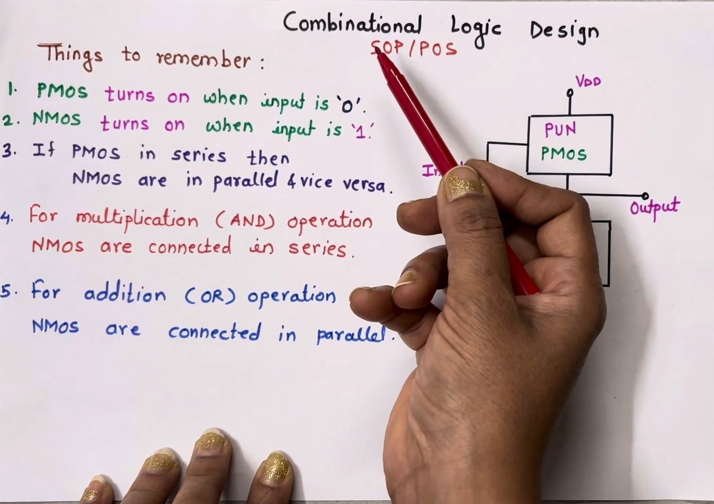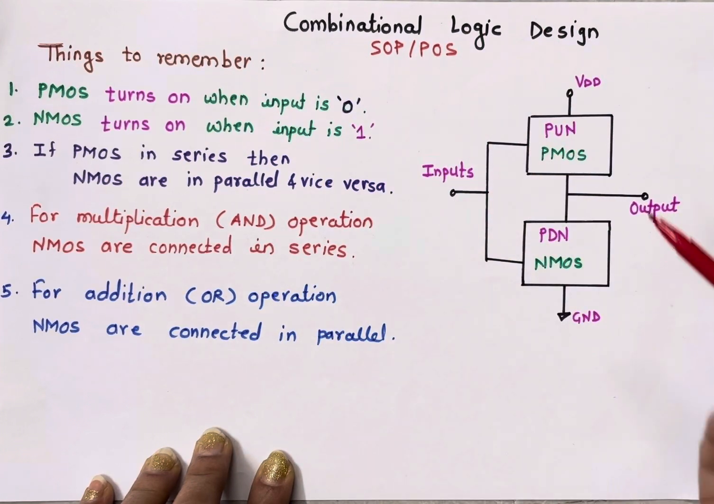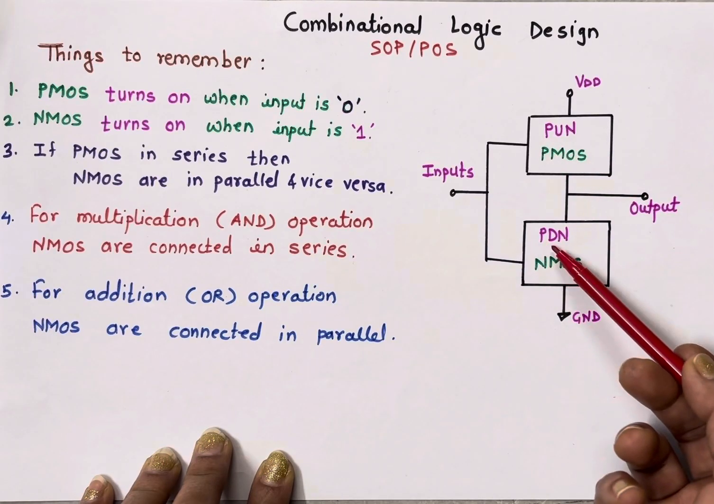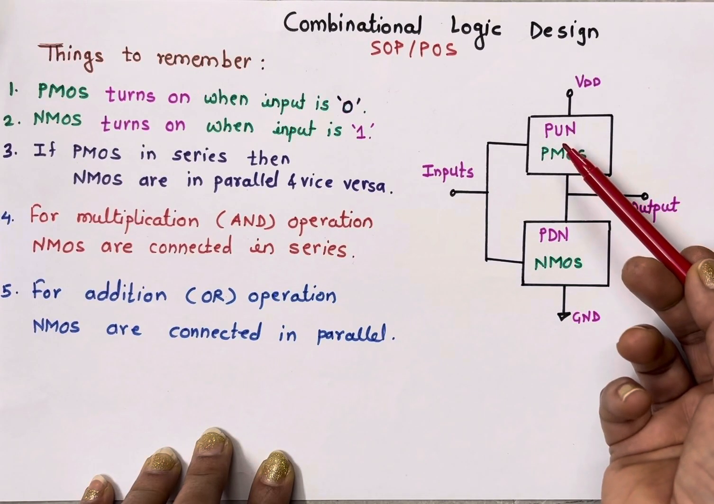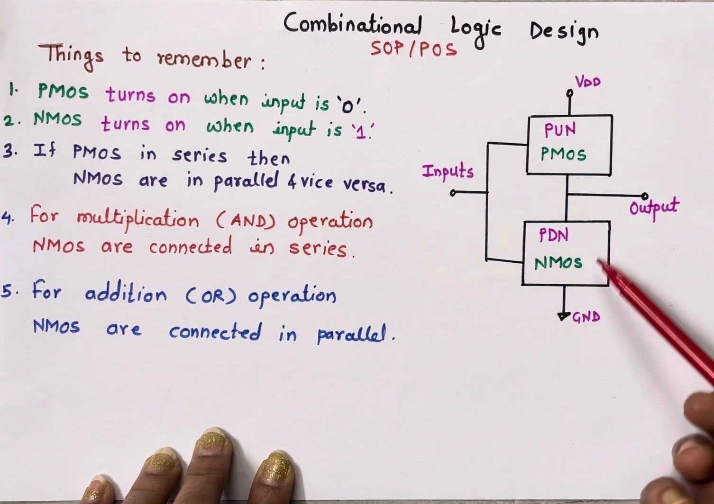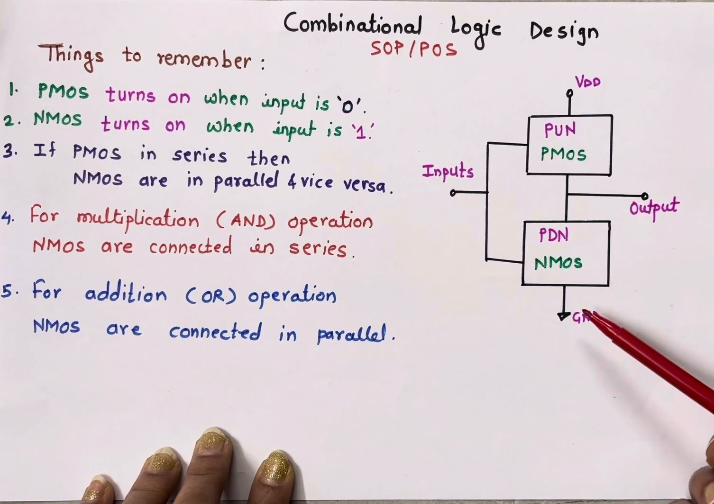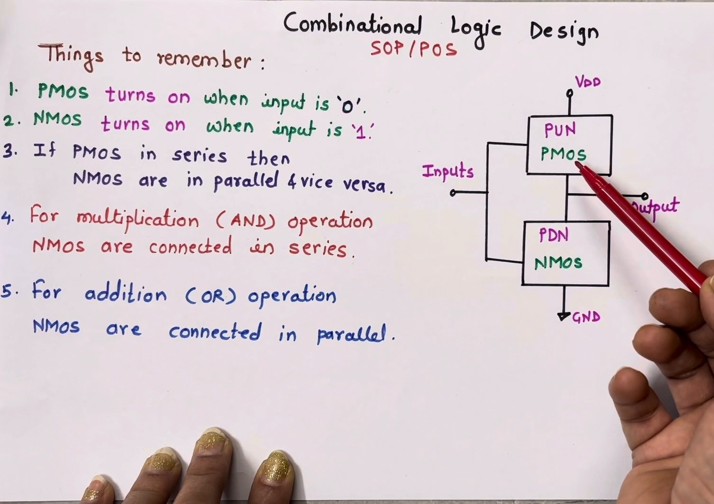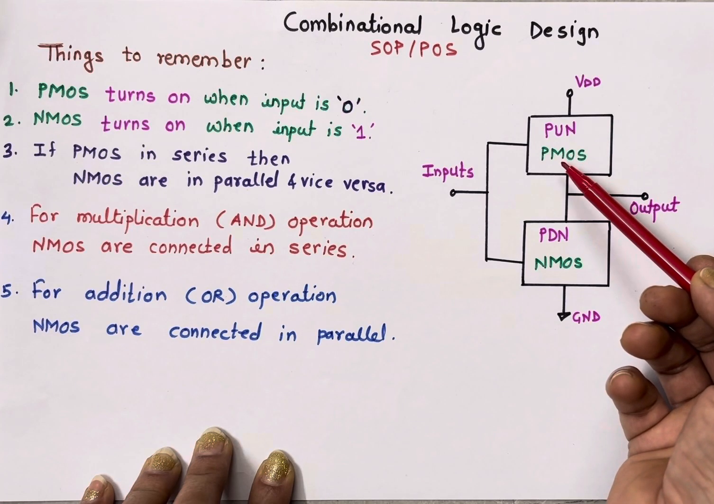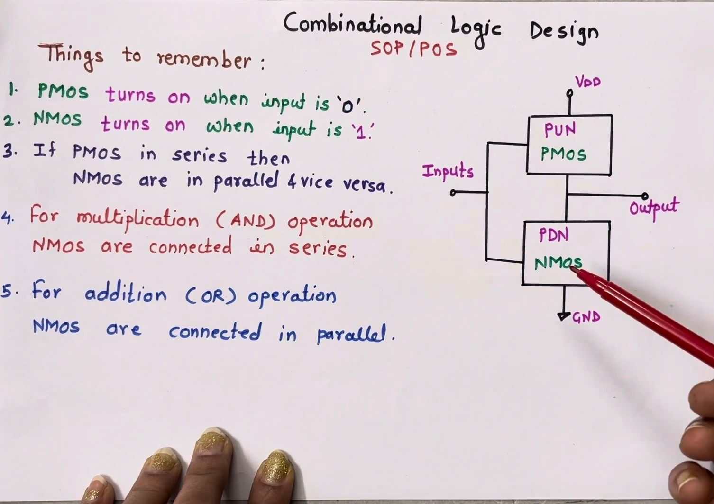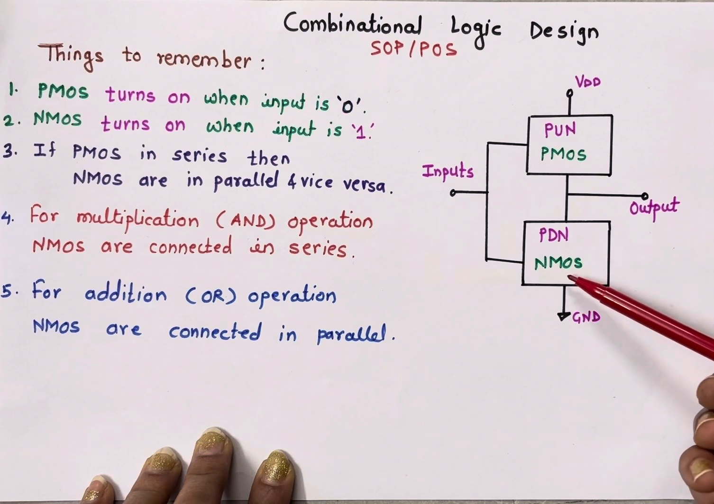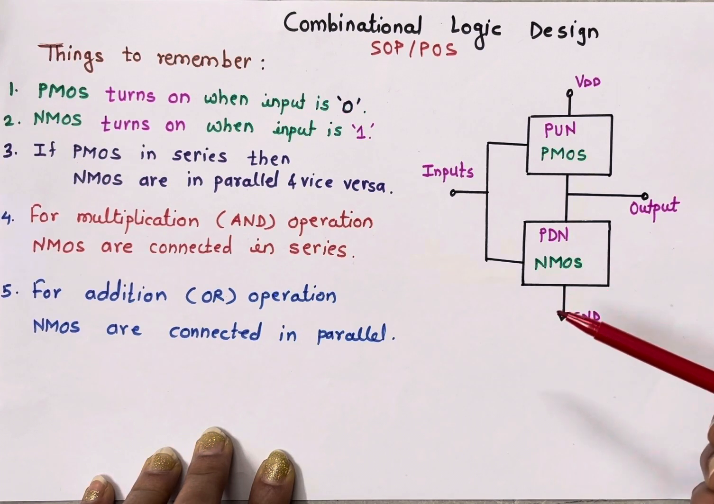So when we implement combinational logic using CMOS, we need to take two networks, pull up network and pull down network. The job of this pull up network is to pull this output to VDD, and the job of pull down network is to pull this output to ground. P-channel MOSFETs generate a strong value of 1, and that is why we use p-channel MOSFETs in pull-up network, and n-channel MOSFETs generate a strong value of 0, and that is why we connect NMOS in pull-down network.